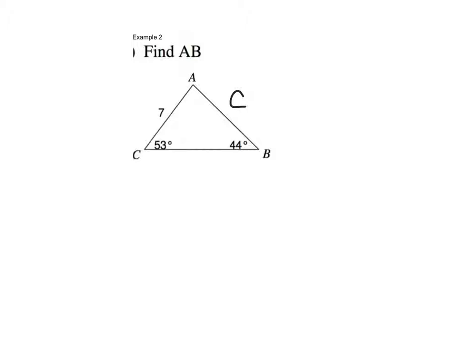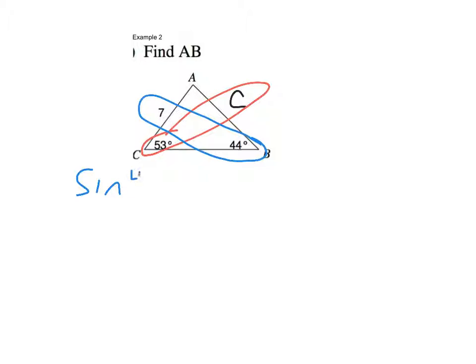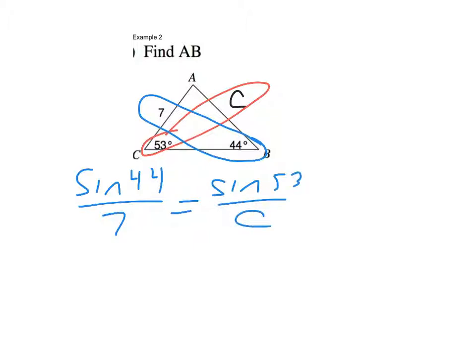Okay, we're asked to find AB, so this is little c. So I have these two that I can use, and I have these two. So I'm going to say sine of 44 over 7 equals sine 53 over C. And you obviously, these could be flipped around, and you could have sine of 53 over C first equals sine 44 over 7.